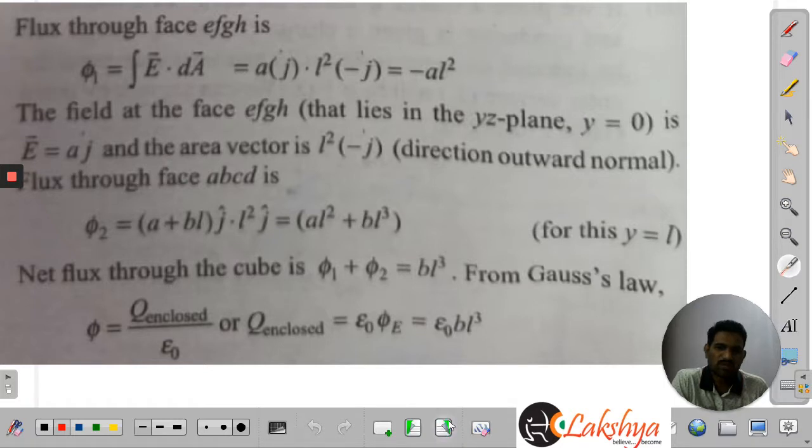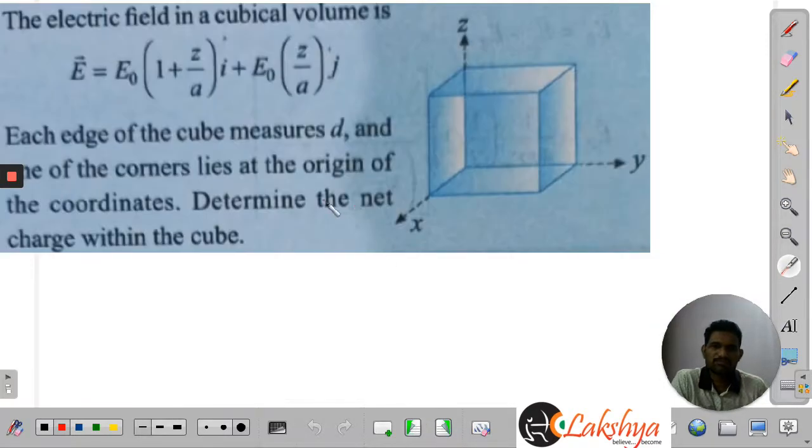So let us see one more example based on this. See this question now. The electric field in a cubical volume is E bar equal to E naught into (1 plus z by a) i cap plus E naught into z by a j cap. The edges of the cube are of measure d and one of the corners lies at the origin of the coordinate system. Determine the net charge within the cube.